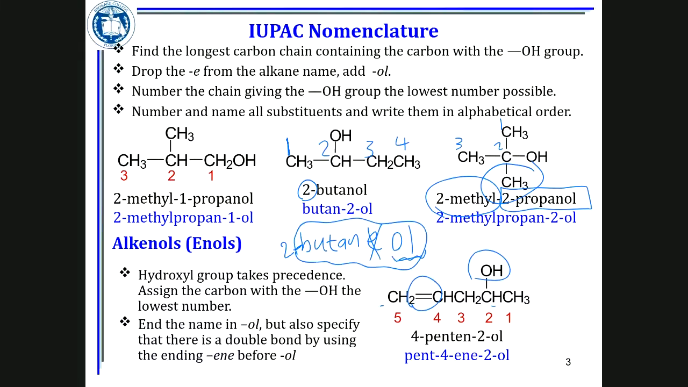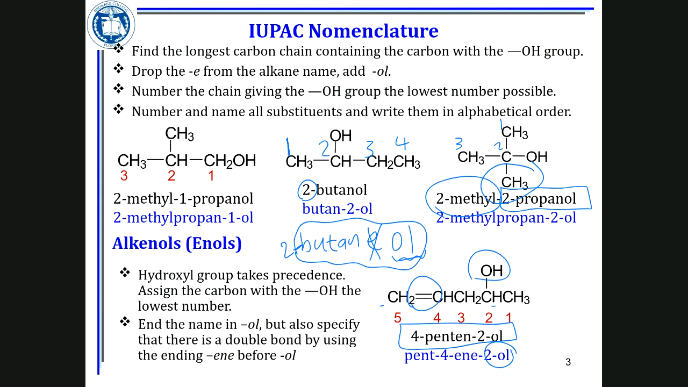So your main carbon chain is going to have two functional groups, which is a 4-pentene-2-ol. OH, or -ol, takes the priority, and that's why the numbering starts from the right side in this case. And also the -ol is showing that it is the main carbon chain, so -ol comes last.